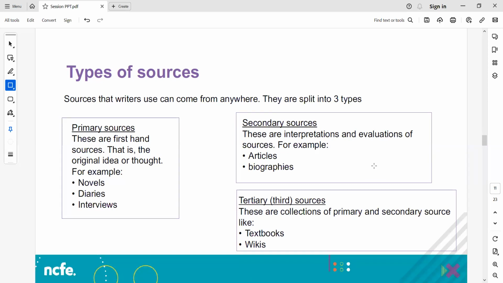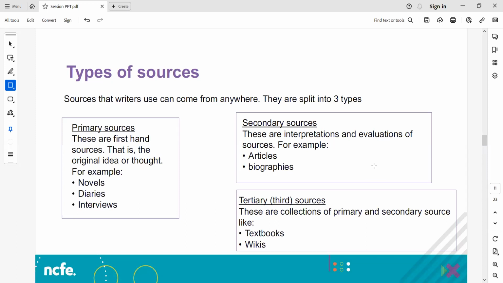So, for example, they could be novels, diaries, interviews, an image, such as an original photograph, the results of an experiment, statistics or statistical data, a first-hand account of something, and news footage as well would be a primary source.